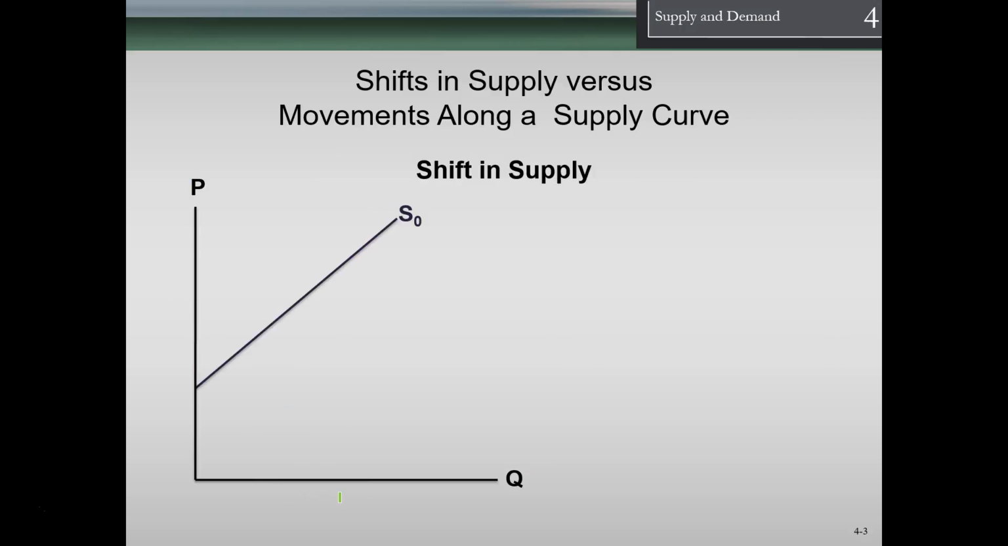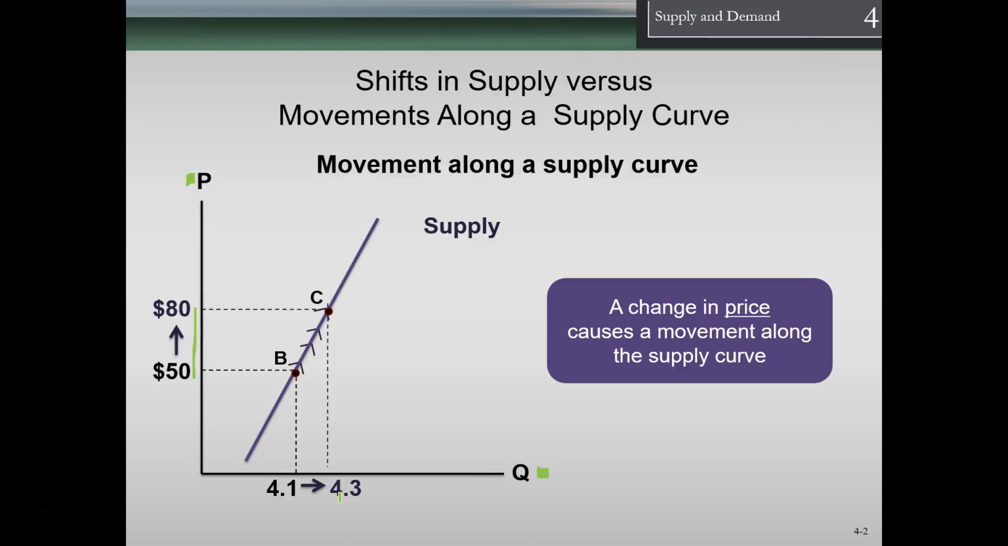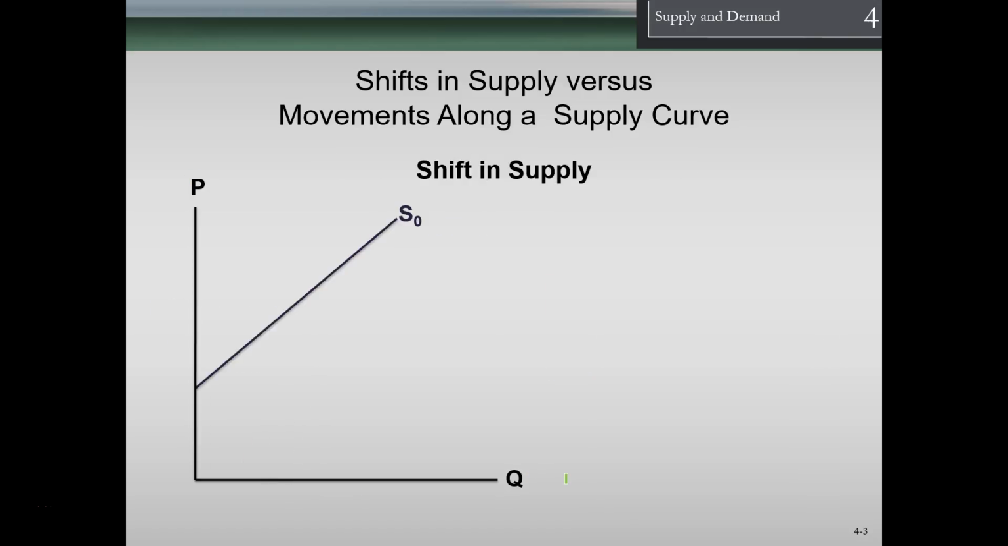So notice that when we look at this, we're just thinking about price, the independent variable, and seeing what happens on quantity, the dependent variable, and we're not taking into account anything else. If something other than price happens, then we're going to say that the supply curve itself will shift, and that's what we'll take a look at now.